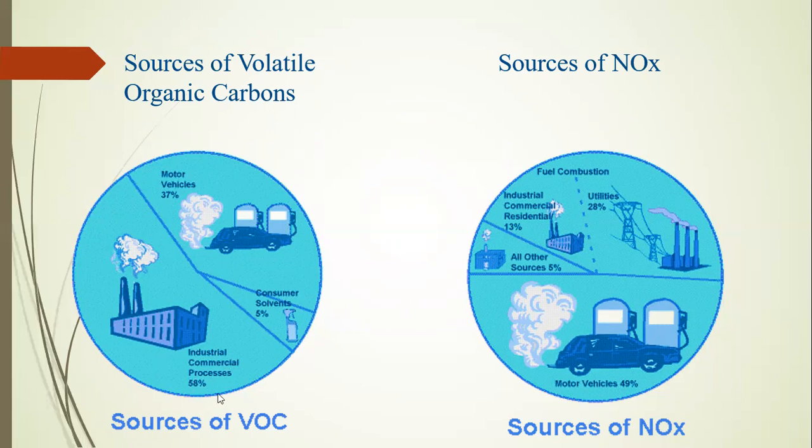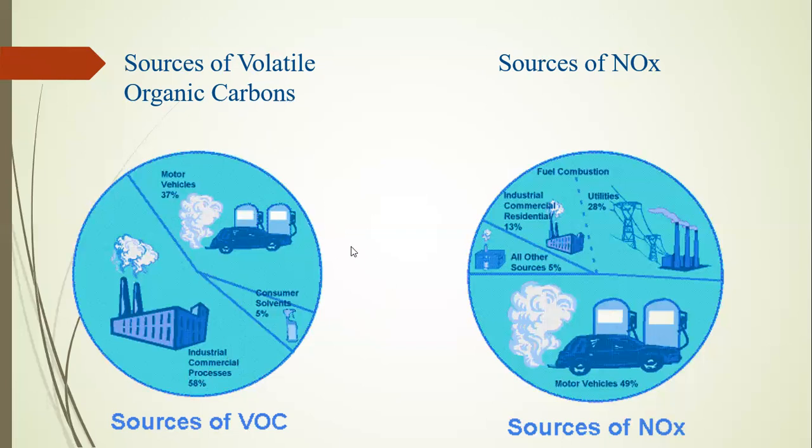So all types of industrial and commercial processes occur in the ignition chamber using fossil fuel, and all types of motor vehicles use fossil fuel and create volatile organic carbon. Percentage-wise, 37% of volatile organic matter comes from vehicles, industrial sources are 58%, and consumer solvents produce 5%.